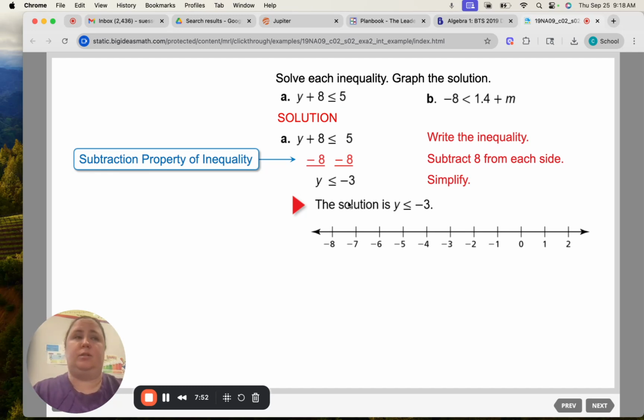Yep, and a 0. Always do the 0. Is it on which number? -3. And open or closed circle? Closed circle. To the left. And y is less than, so it's going to the left.